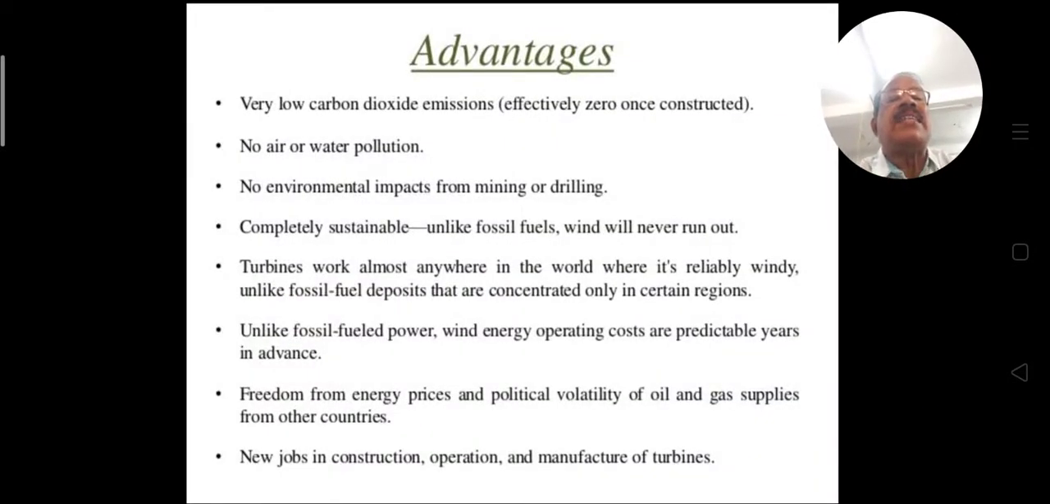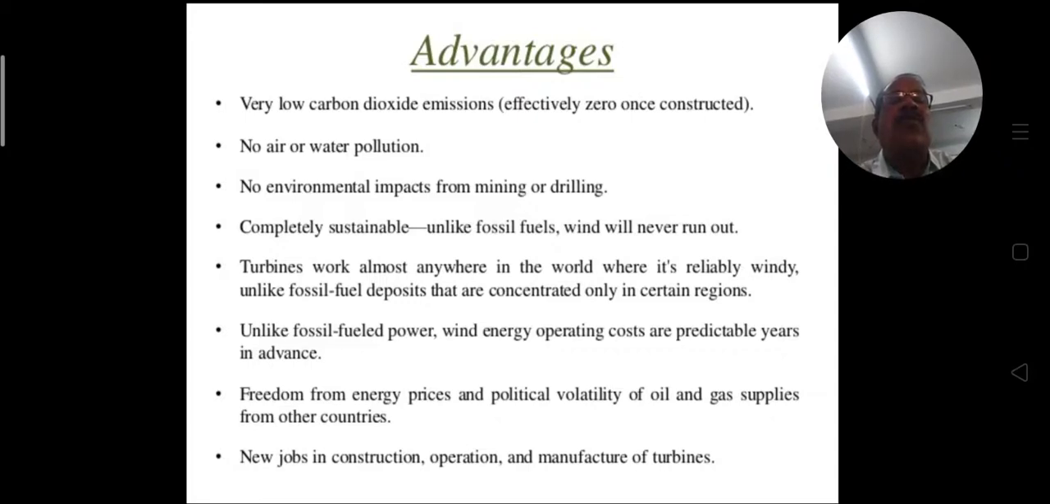energy. What are the advantages of this wind power? Wind turbines. The wind energy has very low carbon dioxide emissions, effectively zero once constructed, no air or water pollution, no environmental impacts from the mining or drilling, completely sustainable, unlike fossil fuels, wind will never run out, and turbines work almost anywhere in the world where it's reliably windy, unlike fossil fuel deposits that are concentrated only in certain regions.